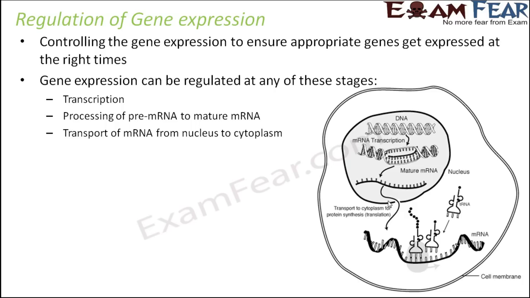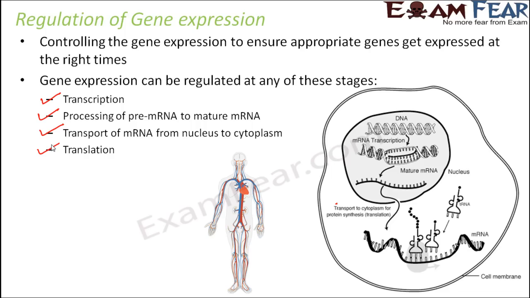Transport of mRNA from nucleus to cytoplasm. When this mature RNA gets transported from the nucleus to the cytoplasm, there also the gene expression can be regulated. So these are some of the stages where the gene expression can be controlled. Now let us see how exactly the gene regulation is actually done. It can also happen during translation, as I said. Transcription and translation are the place where gene expression actually takes place, so control can also be done at that time.